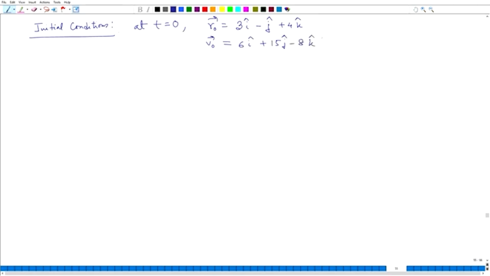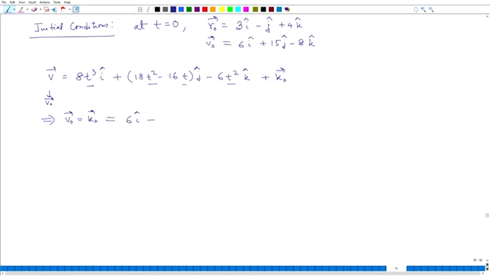Okay. So, now I already know v is equal to 8t³ î plus 18t² minus 16t ĵ minus 6t² k̂ plus k₀ vector. Okay. At t equal to 0, all these terms would vanish and v will be equal to v₀. So, from that we easily can say that v₀ is equal to k₀, and that is equal to the given vector 6î plus 15ĵ minus 8k̂.